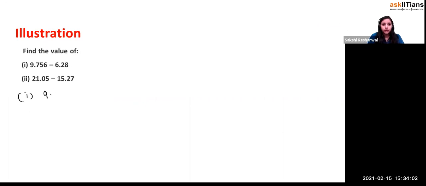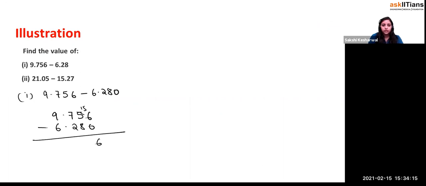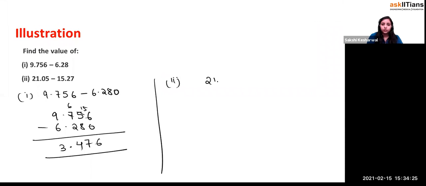So it says 9.756 minus 6.280. So do the conversion, so it will be 9.756 minus 6.280. Do the subtraction, so it is 6. Now you take the carry forward 7. So this is equal to 6 minus 4, and this is 3.4756.